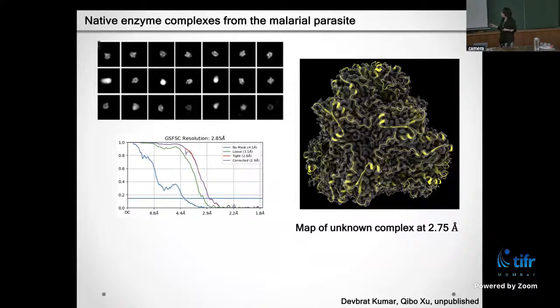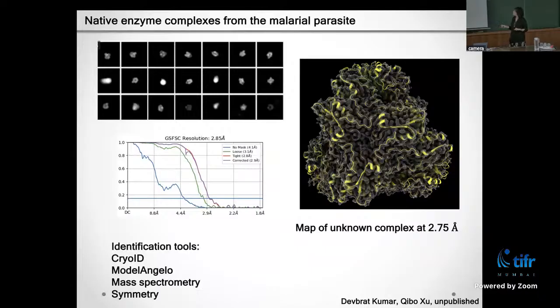So here we took the help from several different methods. One is cryo-ID, which is a method developed by Hongzhu at UCLA, and then Model Angelo, which is a fitting program developed by Shores versus Lam. So the idea here is that the density is good.